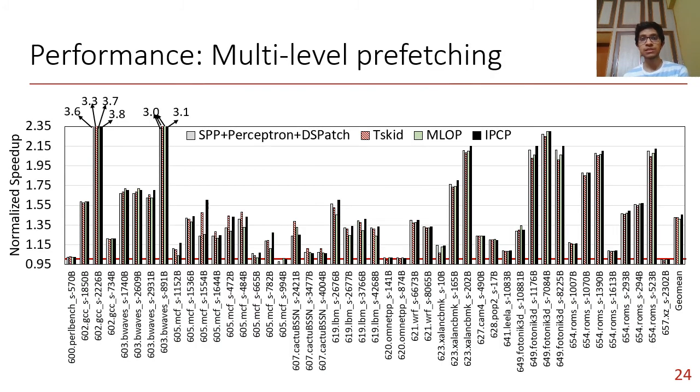This is how the performance looks like when IPCP is used at both L1 and L2. We compare IPCP with three competitive multi-level prefetching combinations. Benchmarks like GCC and B-Waves are very amenable to prefetching, whereas a few MCF phases, Perlbench, OmnetPP, and XZ confer negligible gains through prefetching. With some of the other prefetchers, these benchmarks even show performance degradation, which is avoided in IPCP through the use of accuracy counters.